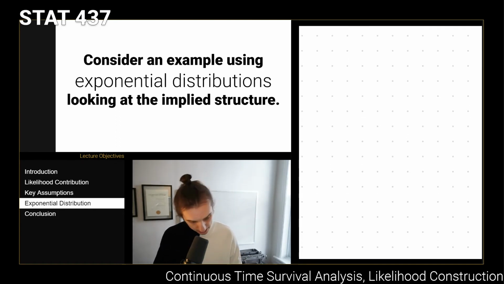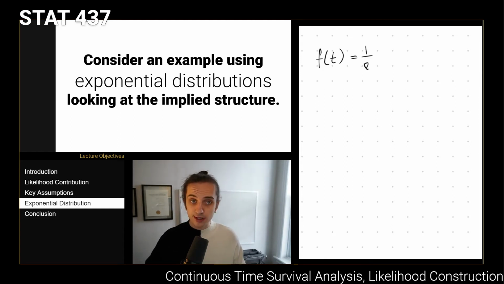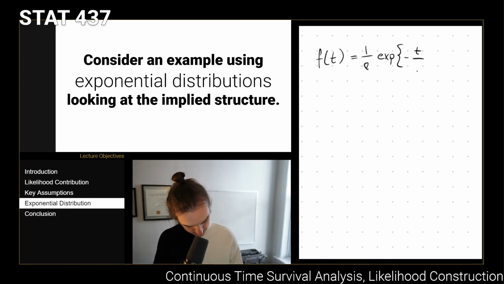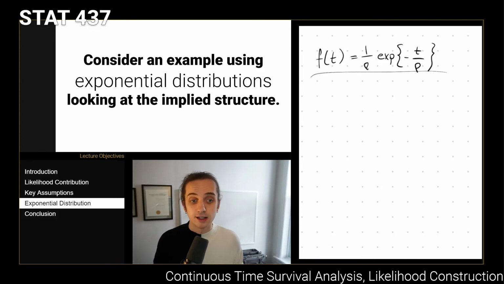Okay, so the exponential distribution, to remind you, we write, say, f of t. We would have this density as 1 over rho, where rho is our rate parameter, and then you'd have the exponential of negative t over rho. Okay, and so there's two different parameterizations of this. You might also see this as lambda times e to the negative lambda t, where then lambda equals 1 over rho, right? We're going to use this parameterization here.